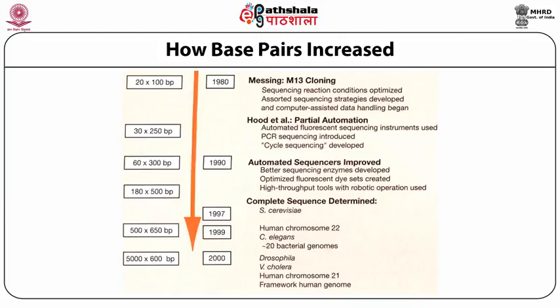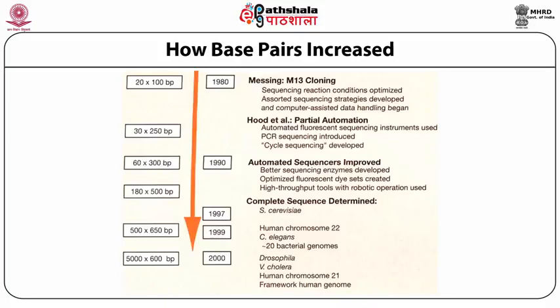So the automated sequencers were invented in 1990, and with the invention of automated sequencers, better sequencing enzymes were developed. The fluorescent dyes were used instead of radioisotopes, so that decreased the health hazard and increased the efficiency of detection, and high throughput tools with robotic operations were used. So all this helped in increasing the size of base pair that could be sequenced. So here we can see in 1990s 182 into 500 base pair could be sequenced.